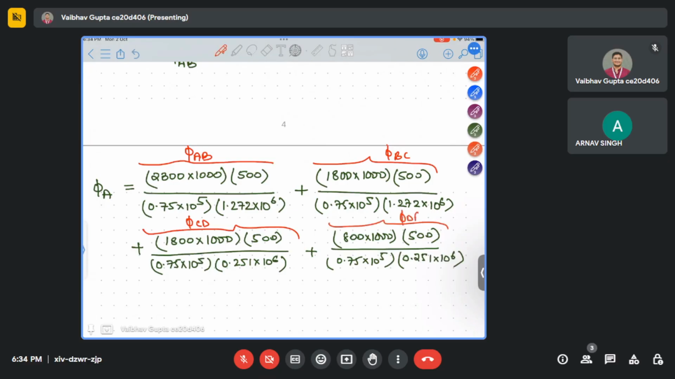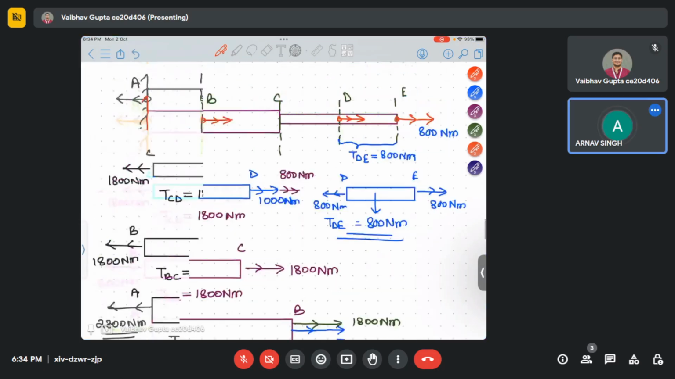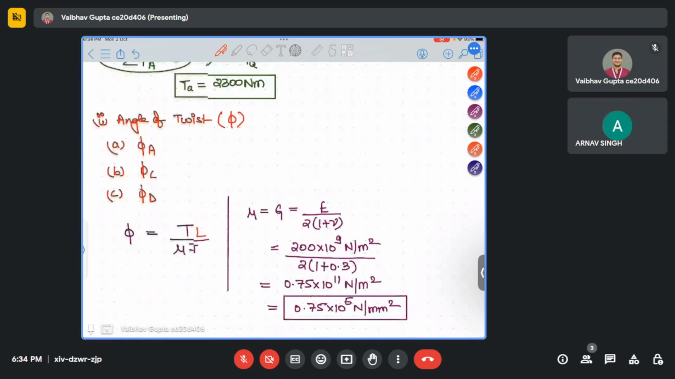So this is phi DE. If we calculate, we get phi A as 0.09054, which is equal to 90.54 into 10 to the power minus 3 radian. Any doubt? No, sir. So this is the first part, phi A.